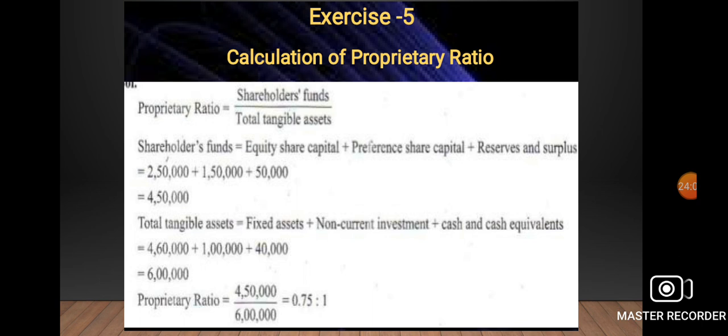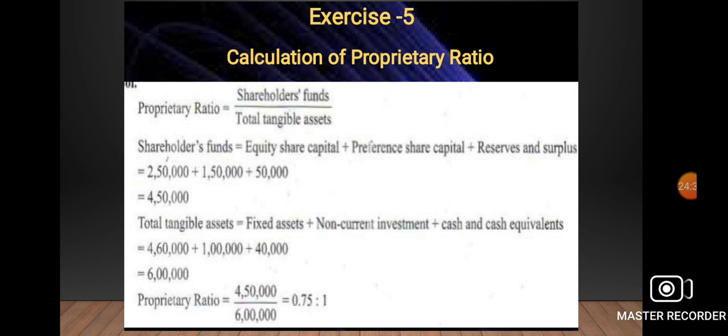The higher the proprietary ratio, the greater is the satisfaction for the lenders and creditors, as the firm is less dependent on external sources of finance. It is known as the proprietary ratio. So what is the formula of proprietary ratio? Shareholders funds divided by total tangible assets. Shareholders funds means equity share capital plus preference share capital plus reserves and surplus.